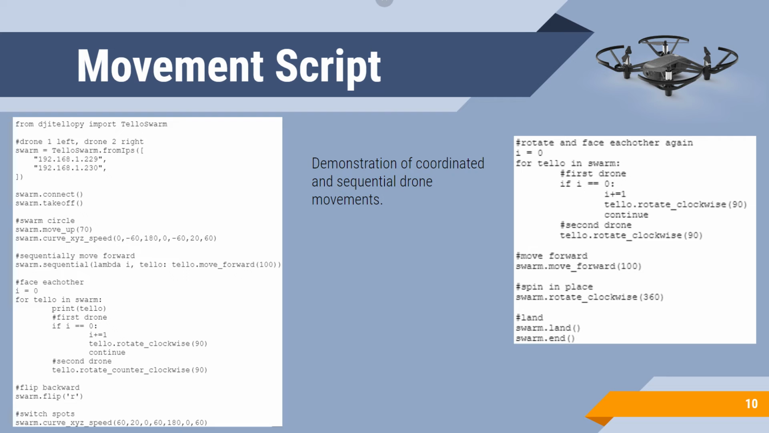To do this, we first make the drones fly a little bit higher, and then in the curve command, we have to specify the 2 points that we want our drones to fly a curve on. Next, the drones move forward sequentially, one after the other, and face each other by rotating one by one and then doing a backflip. Then we have them do the curve command again, this time with the horizontal semicircle so that they switch spots. The drones then face each other one more time, move closer to each other, and finally they spin before landing.